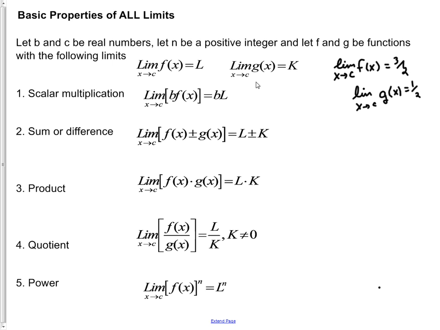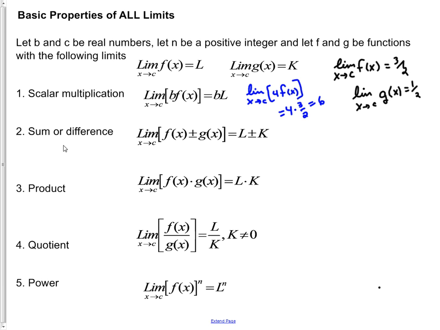Then we could say that, for example, if I were to take the limit as x approached c of 4 times f of x, well, if we know that our limit is 3/2, then this is like saying 4 times 3/2. If we multiply 4 times 3 and divide by 2, or divide 4 by 2 and multiply by 3, either way we get 6 as that result.